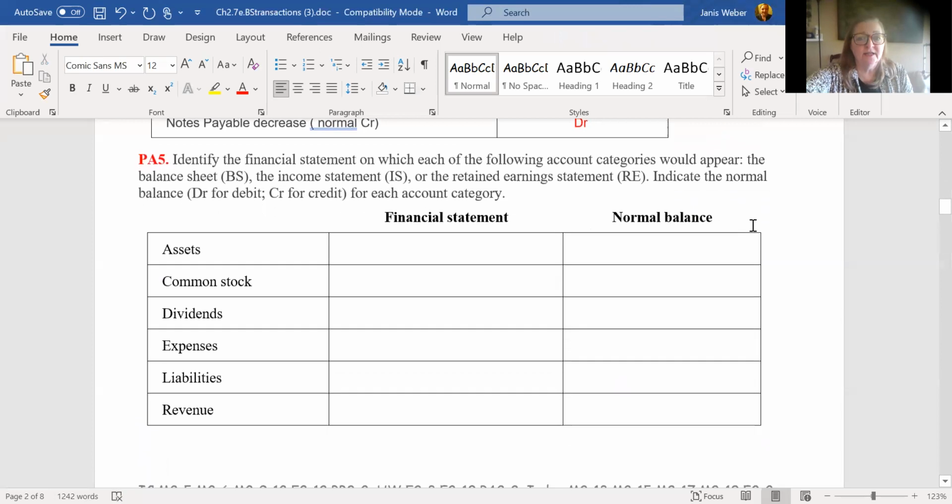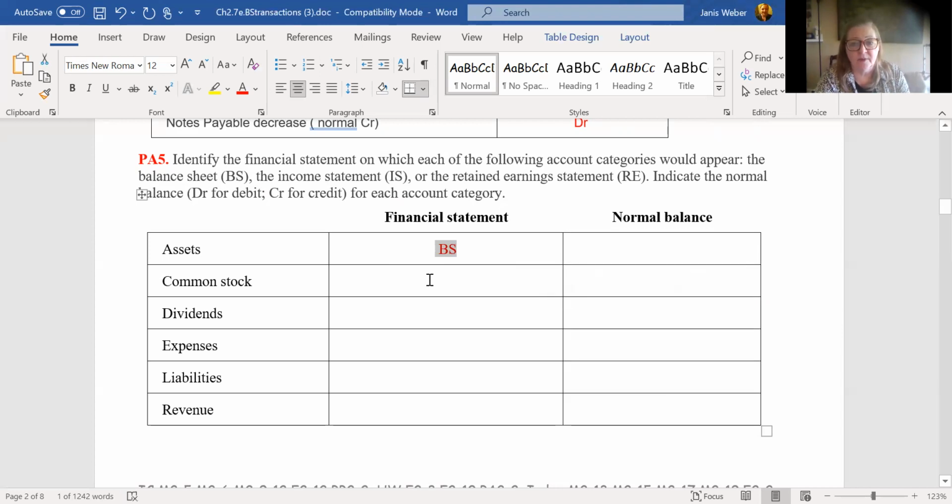Okay, now this one. Identify the financial statement on which each of the following account categories would appear. Balance sheet, income statement, and retained earnings statement. And then also say what the normal balance is. So the financial statement, assets. What I would suggest is pause this a second. You fill it in and then come back and see if you're right. The financial statement for assets. It's a balance sheet, isn't it?